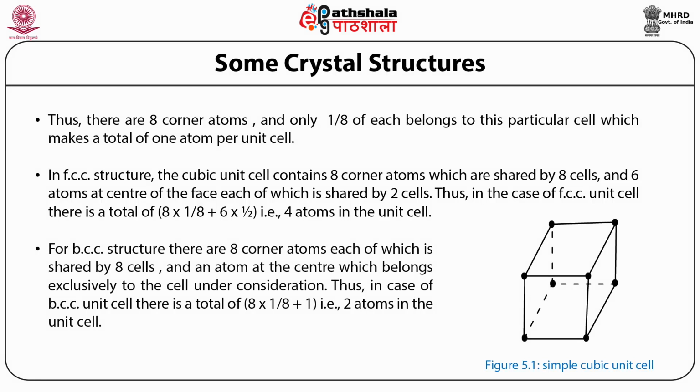For the BCC structure, there are 8 corner atoms, each of which is shared by 8 cells, and an atom at the center, which belongs exclusively to the cell under consideration. Thus, in the case of the BCC unit cell, there is a total of 8 × 1/8 + 1, that is 2 atoms in the unit cell.